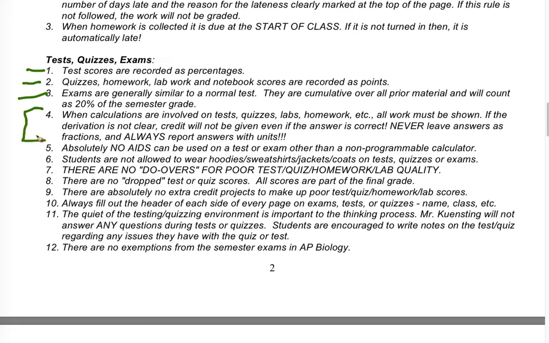Next, if you have to calculate something, make sure you show all your work. If you don't show your work, you will not get credit for the answer. Furthermore, never leave answers as fractions. Always report your answers with units. A couple of rules, one more time. Always show your work. Never leave an answer as a fraction unless it's supposed to be a genetics ratio, and that is the answer, like 1 to 2 or 1 out of 2. And lastly, always report answers with units, meaning if you're calculating the slope of a line, make sure you've got the units recorded for the slope of the line.